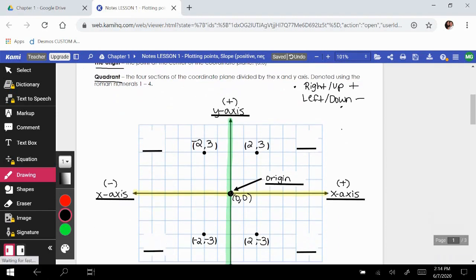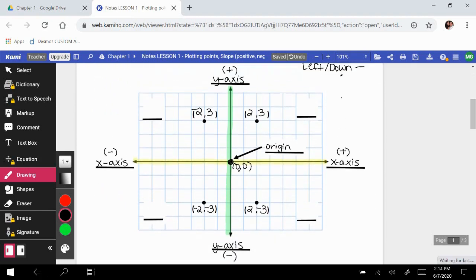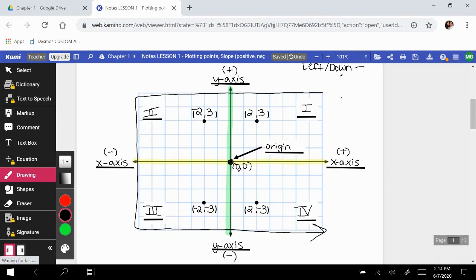Lastly, we're going to label the quadrants. There are 4 sections to the coordinate plane divided up by the x and y axis, and we're going to use Roman numerals to write the quadrants. This is quadrant 1, this is quadrant 2, this is quadrant 3, and this is quadrant 4. Okay. It moves in a C formation. Always start with the top right quadrant, that's 1, and then move your way around in a big C to label the other quadrants.